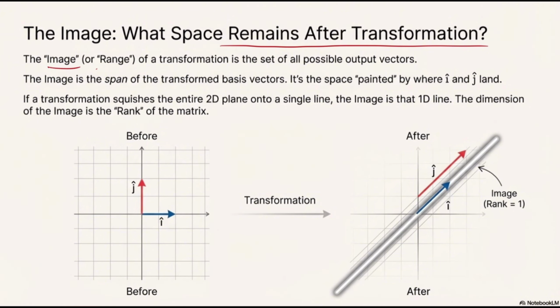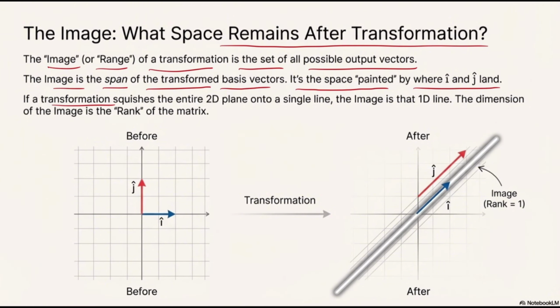The image or range, we have two names for that, of a transformation is the set of all possible output vectors. We had something around span in the previous videos. It is something like that, but with a little bit of difference. So the image is the span of the transformed basis vectors. It's the space painted by where I and J land, because if we understand where I and J land, we can understand everything related to the transformation.